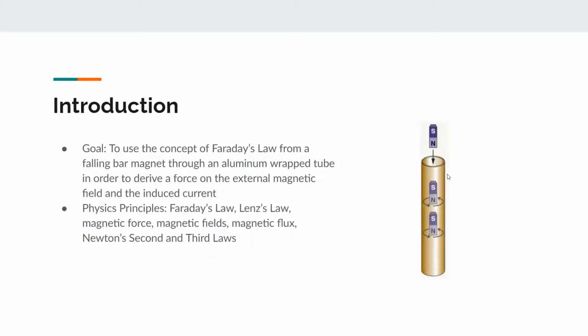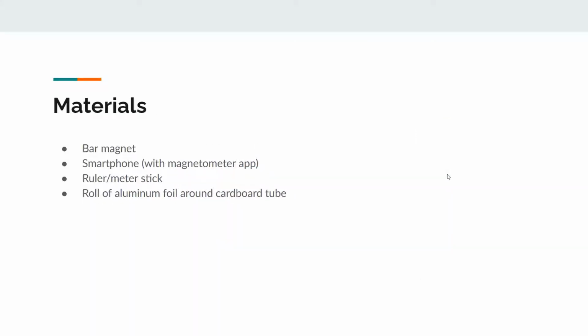So for the introduction, the goal of this lab is to use the concept of Faraday's law from a bar magnet falling through an aluminum foil wrapped tube in order to derive the force on the external magnetic field and also the induced current. The physics principles that we're using for this lab are Faraday's law, Lenz's law, magnetic force, magnetic fields, magnetic flux, as well as Newton's second and third laws, as elaborated on in the slides following.